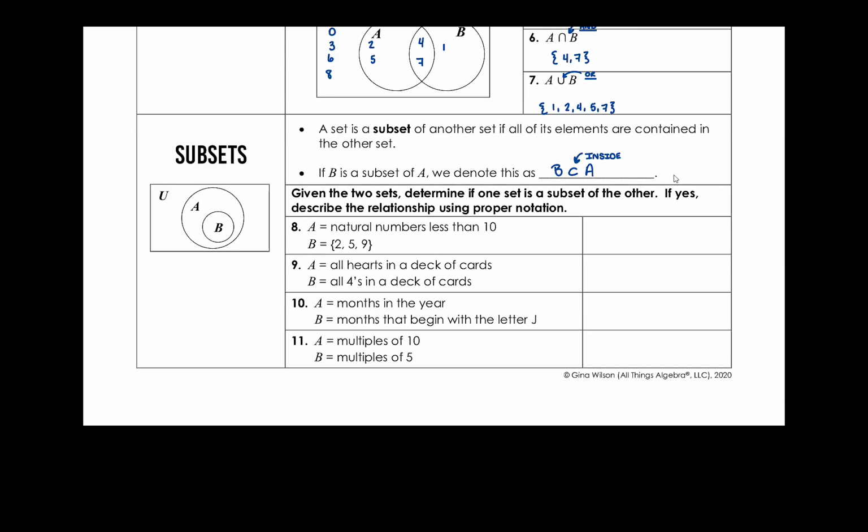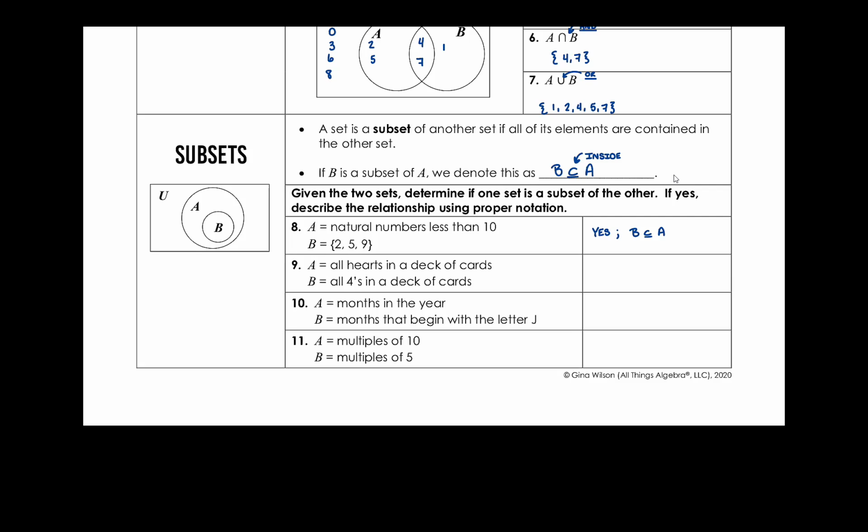So they're going to give us two sets, and they say, hey, determine whether or not one is a subset of the other. If yes, describe the relationship using the proper notation. That would be using our subset notation. So it says A, natural numbers less than 10. Remember, natural numbers are our counting numbers. So we look at set B, 2, 5, and 9. Well, those are counting numbers that are less than 10. So we'd say yes. And then our notation would be B is a subset of A.